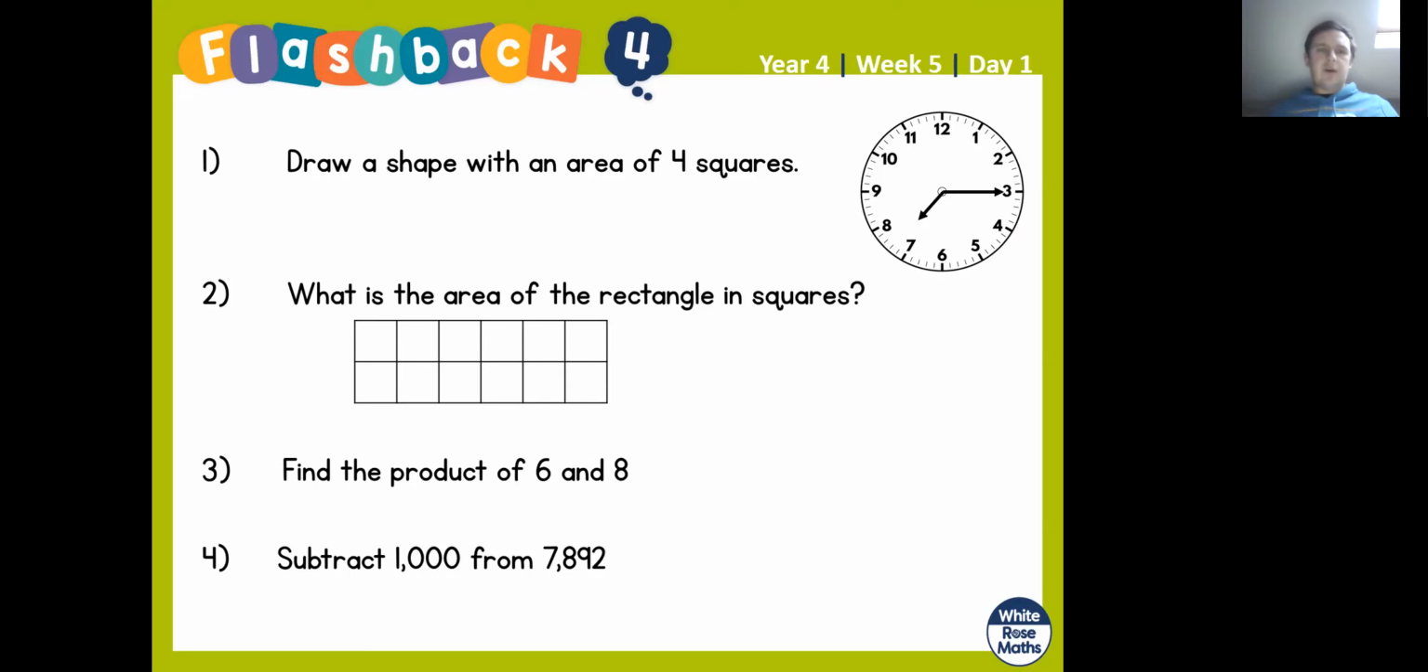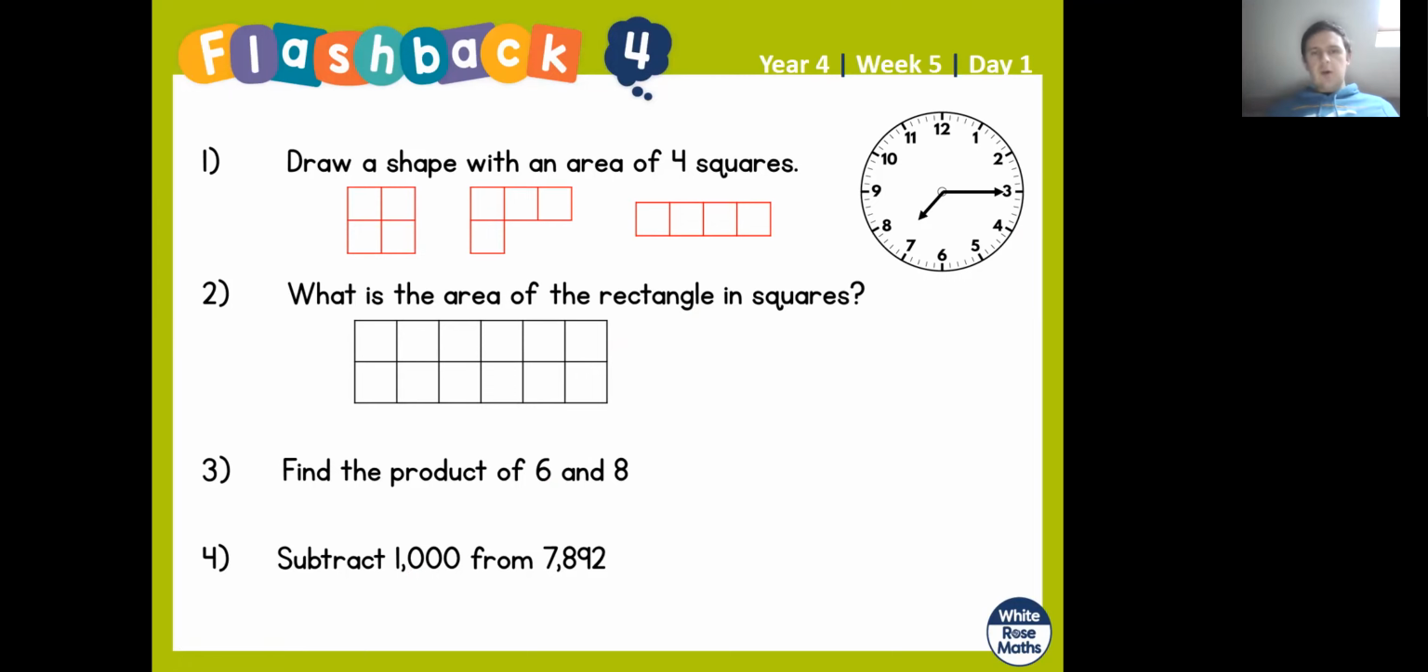Okay, so first one, draw a shape with an area of 4 squares. This is obviously area, what we did just before half term. You could have had any of those options there. You may have drawn one which looks similar to that center one. It's just been rotated or reflected. It'll still be the same shape.